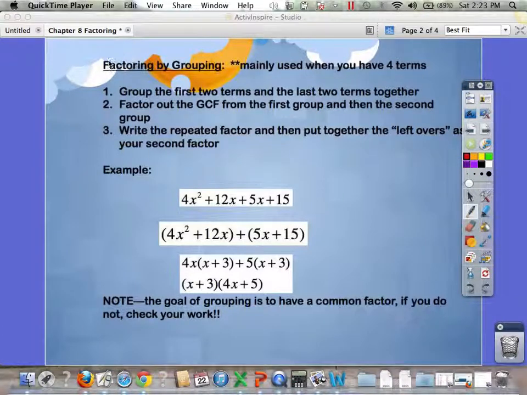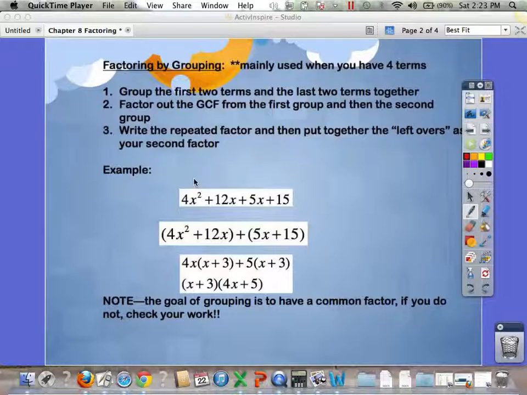All right, so when we factor by grouping, that's mainly used when you have 4 terms. You'll group the first 2 terms, generally speaking, with parentheses, and then you'll group the last 2 terms together. Then you're going to factor out the GCF from the first group. Then you're going to factor out the GCF of the second group. So it will be 2 different things. And then you're going to write the repeated factor once, and then put your leftovers together as your second factor.